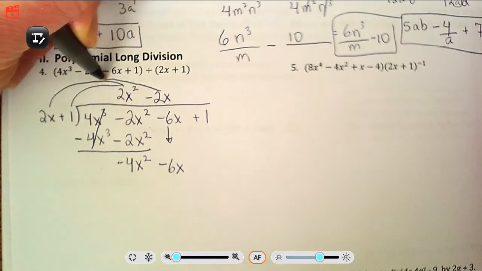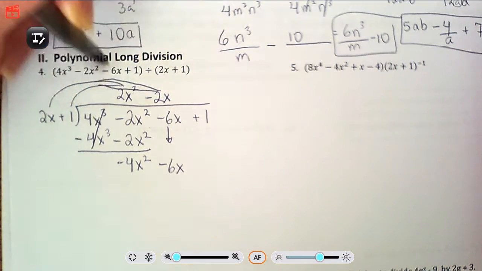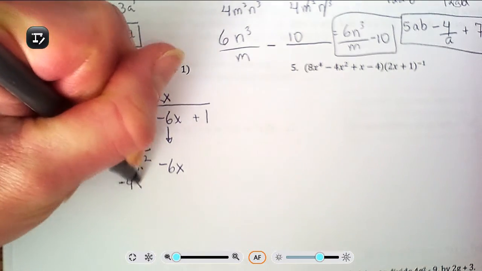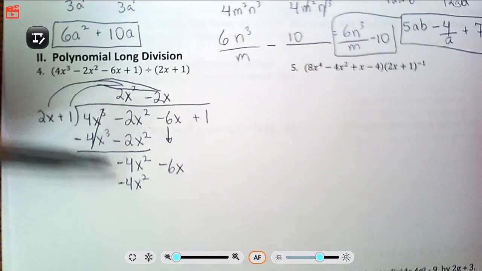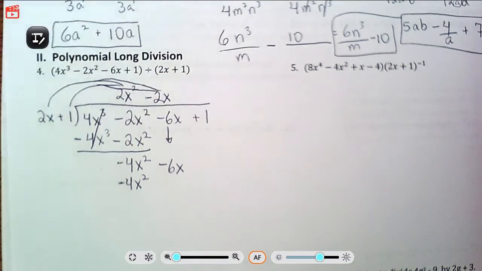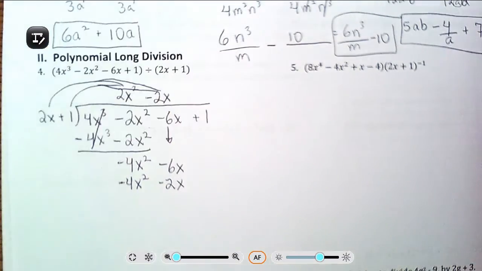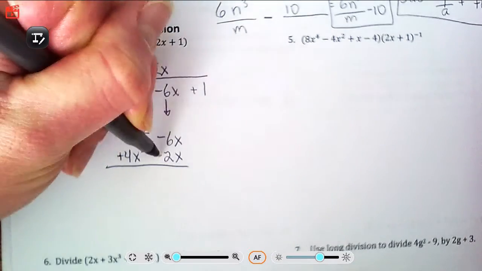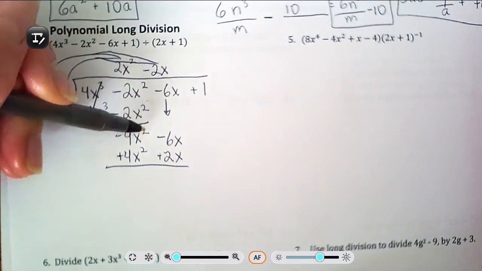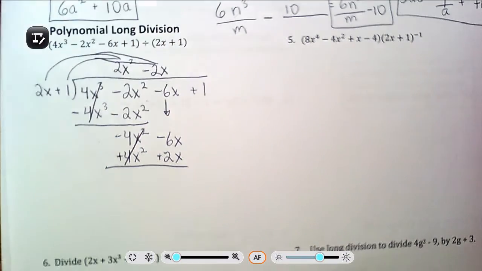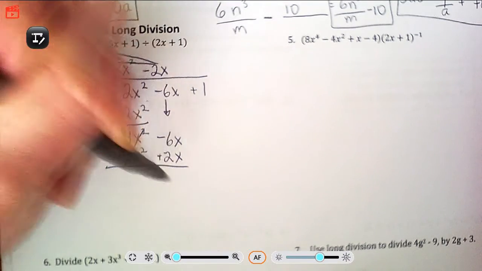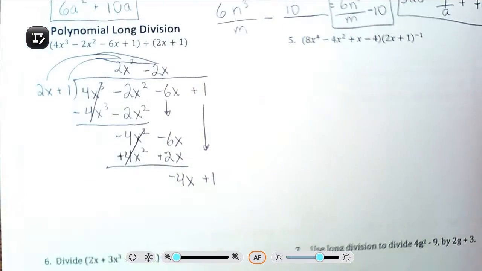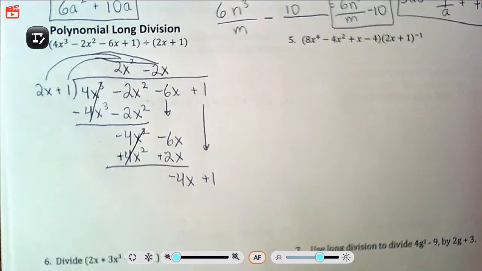So follow those distribution arrows and distribute to both terms. Negative 2x times 2x is negative 4x squared. Great, it matches. Negative 2x times 1 is negative 2x. It's fine. Go ahead and draw a line, switch both signs, and add vertically. Negative 4x squared plus 4x squared goes away. Perfect. Negative 6x plus 2x is negative 4x. Bring down the 1.